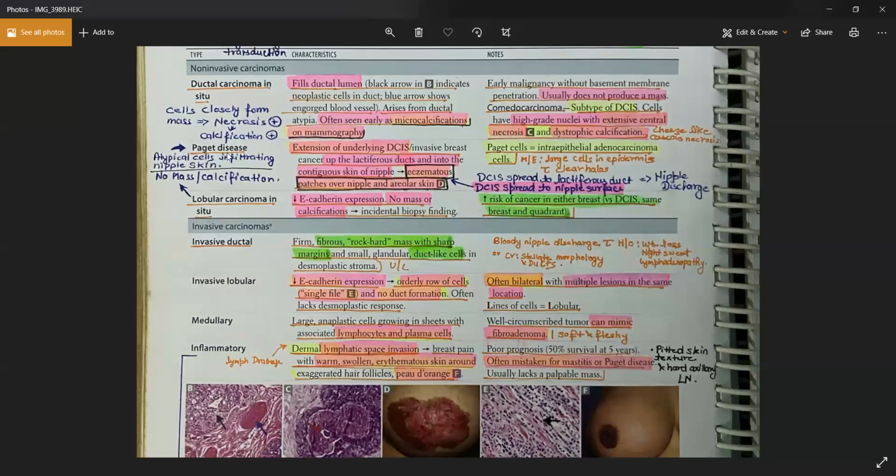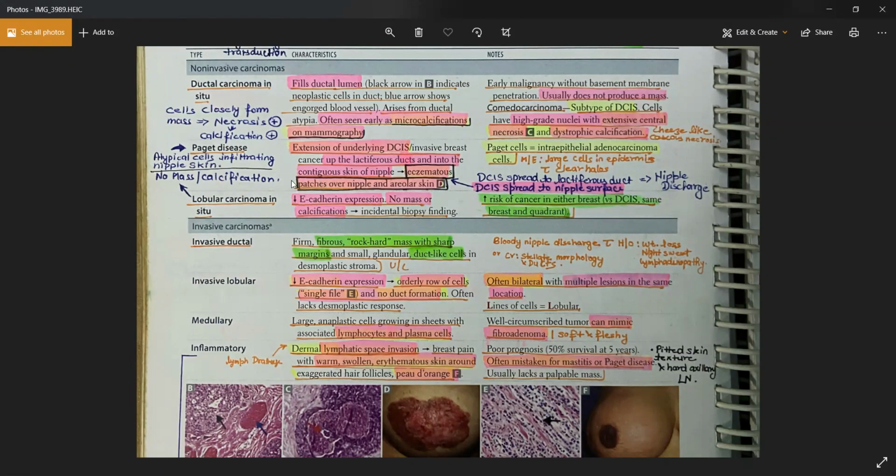When DCIS has spread to the nipples or the skin, you will call it Paget's disease. Second, you have another type of cancer, the lobular carcinoma in situ. These cancers arise from the lobules, and the highly characteristic feature of this cancer is that it loses E-cadherin expression.